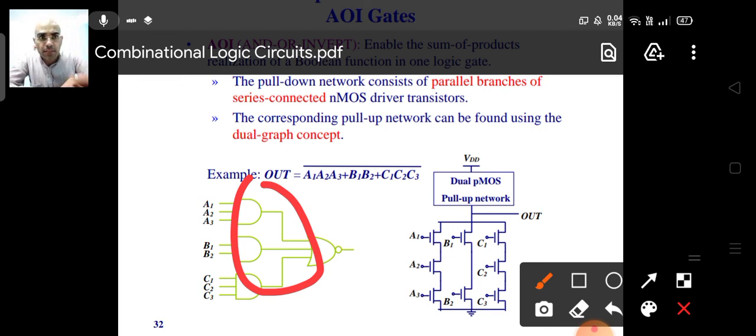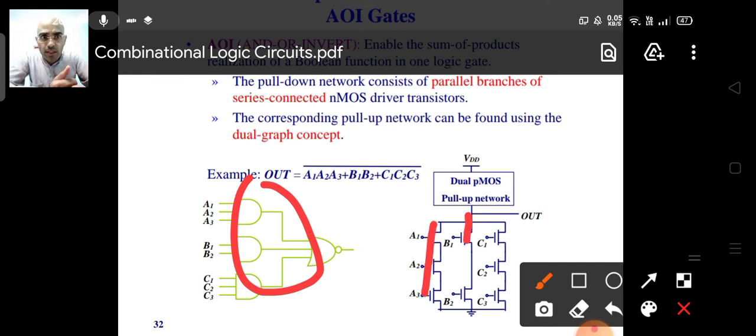For this logic diagram, suppose at the transistor level I want to see how the transistors are connected. Then obviously you can see that to realize A1.A2.A3, we have to connect them in series. Okay, so this is what it is.